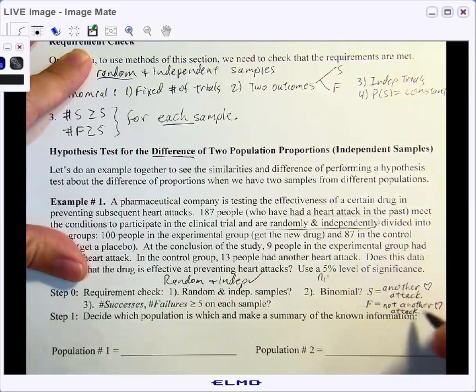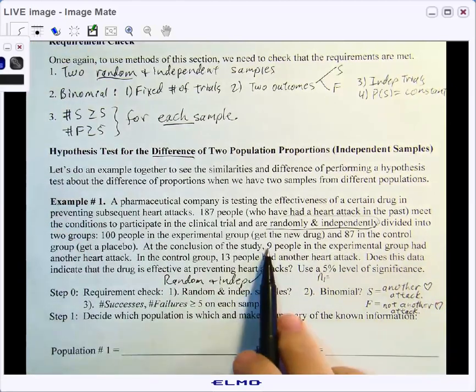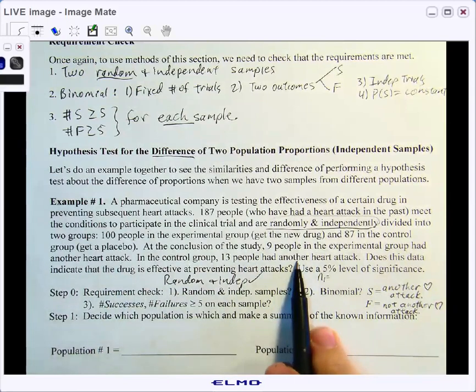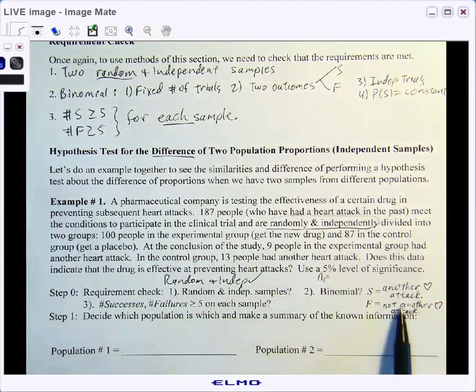That's just because of the way the problem was worded when it was set up: 9 people had another heart attack and 13 people had another heart attack. So that sounds like success and failure. Success should be another heart attack.